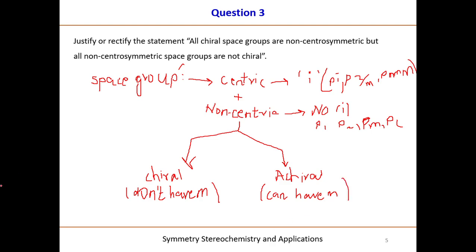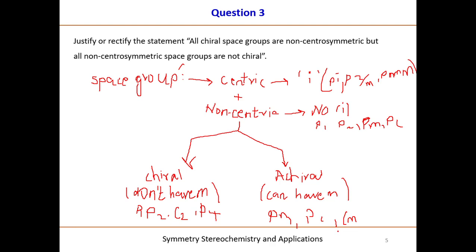So in chiral molecules, different point groups come under this group, that is P1, P2, C2, P4, etc. While in this case, space groups like PM, PC, CM, etc. come in this type of molecule.